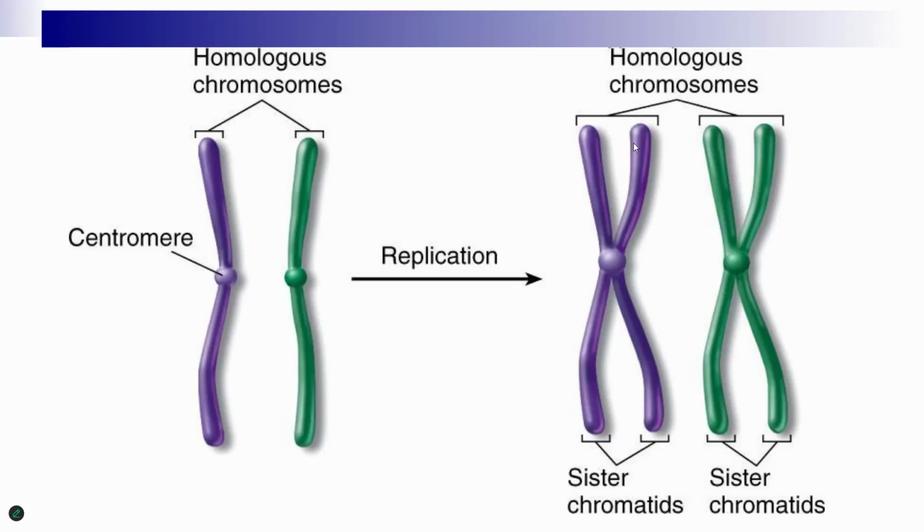When they pair up, they form what's called a tetrad, because you've got 4 pieces of DNA, but it's really 2 duplicated chromosomes coming together and pairing up.